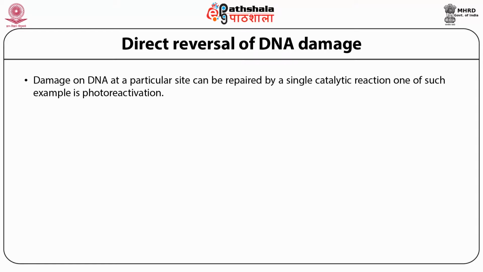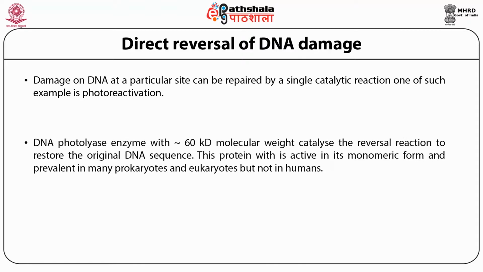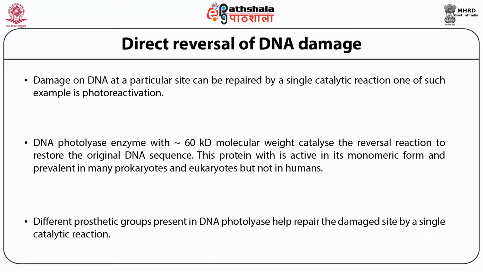In that process, an enzyme known as DNA photolyase catalyzes the reversal reaction to restore the original DNA sequence. This protein, with a molecular weight of 55 to 65 kD, is active in its monomeric form and prevalent in many prokaryotes and eukaryotes but not in humans. Different prosthetic groups present in DNA photolyase help repair the damaged site by a single catalytic reaction.